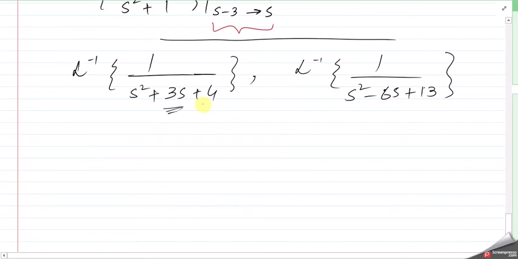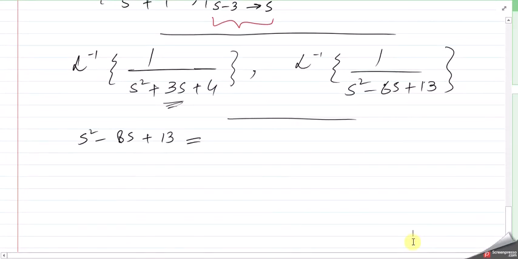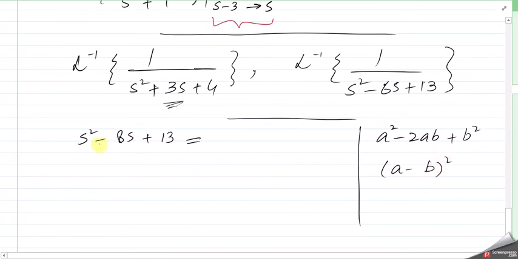Let's just try one more for practice. How would we complete the square of s square minus 8s plus 13? Alright, give it a go. Pause the video and try to complete the square of s square minus 8s plus 13. Okay, again I can see that it is of the form a square minus 2ab plus b square, which will give us a minus b whole square, because there is a minus here.